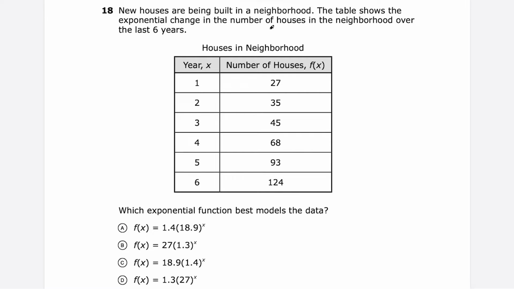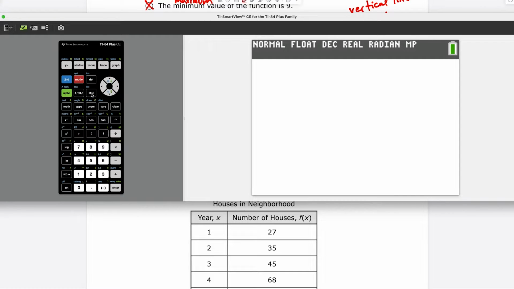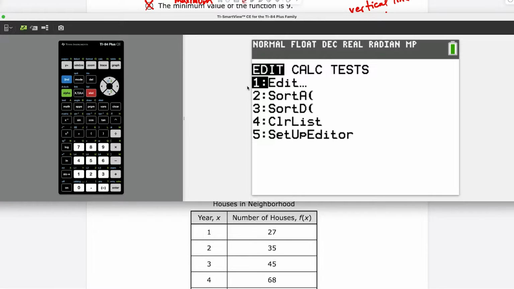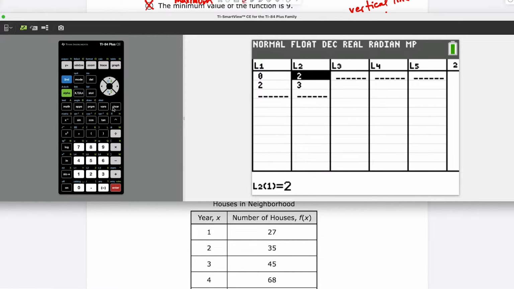Question 18, we have new houses are built in a neighborhood, and the table shows the exponential change in the number of houses in the neighborhood over the last 6 years. And we want to know which exponential function best models the data. So for a question like this, we could just use the calculator. So we're going to press stat, go to edit, and fill out this table here.